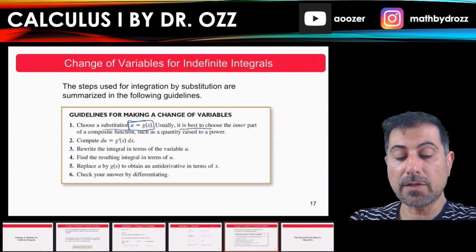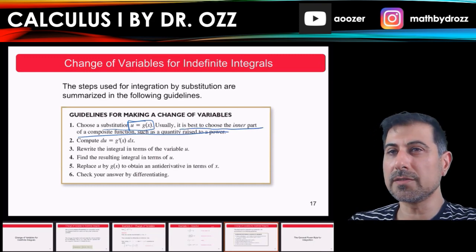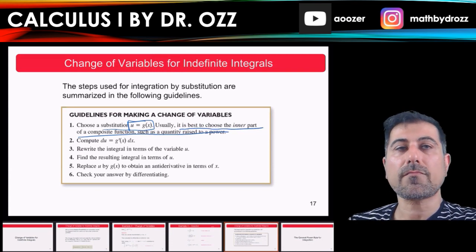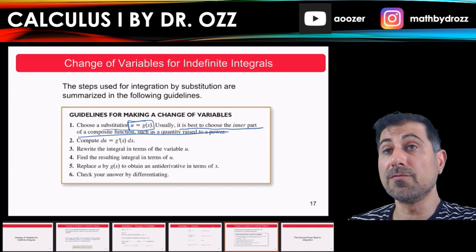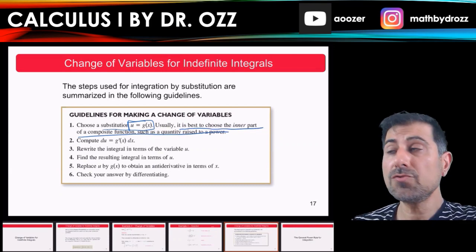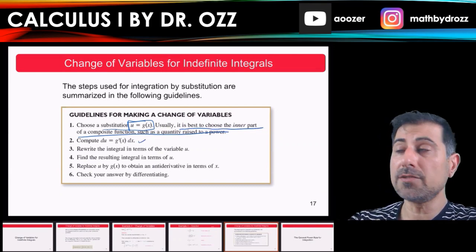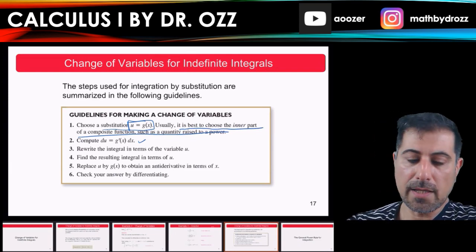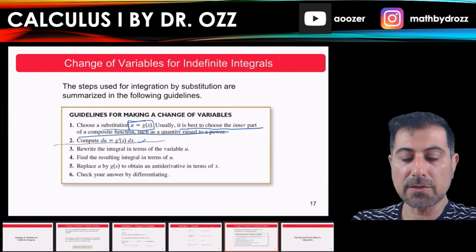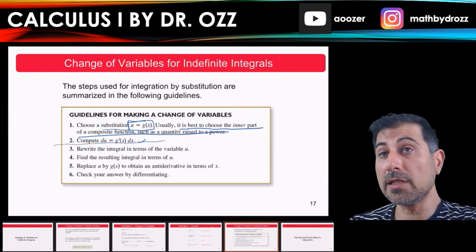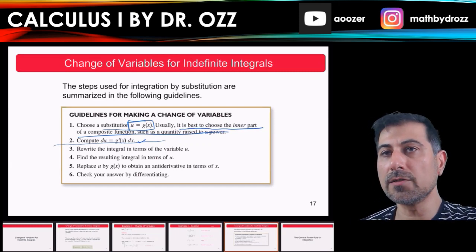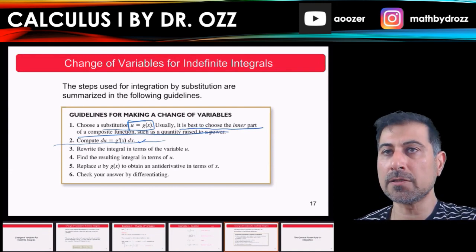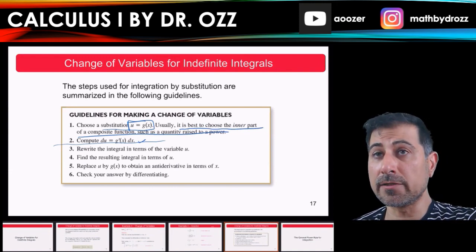It's best to choose the inner part of a composite function to be u. So here is a rule of thumb. If you have a composite function, the inner part would be a good candidate for the u substitution, u equals g of x. And soon after you have defined u equals g of x, then you look at the differential, which is g prime of x dx. And then you have all the ingredients to convert the original integral to the u version of that. So in other words, we're going to rewrite the integral in terms of u, and we won't have any x-related term left in the new integral anymore.